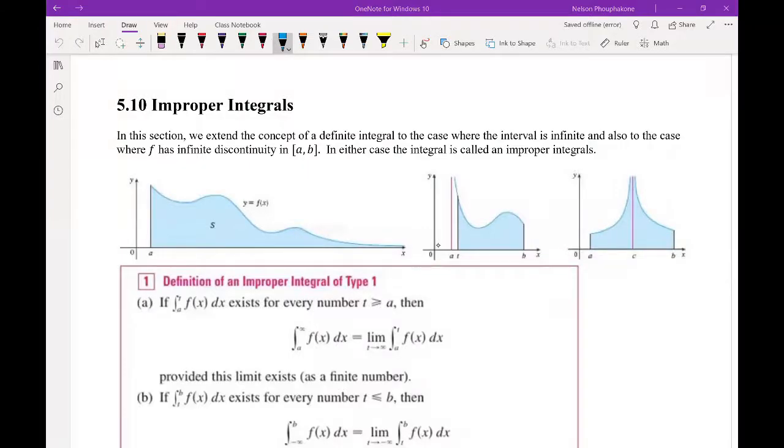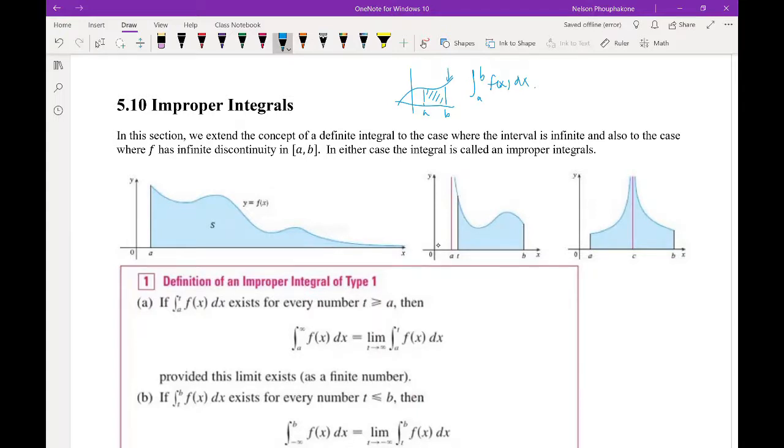Okay, so in these sections, we are talking about improper integrals. Before, the integral that we were working with was from a to b. So this is what we are talking about, the definite integral.